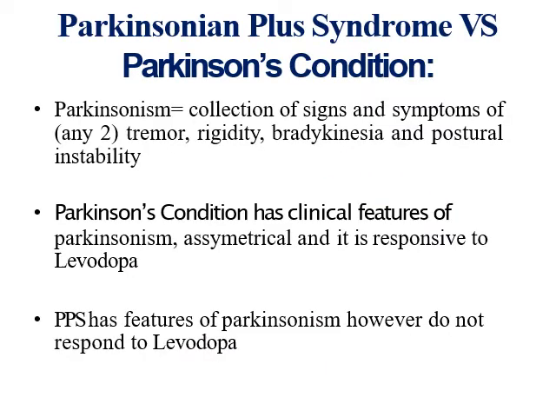At times, we may see patient referrals indicating idiopathic Parkinson's disease, Parkinsonism, or atypical Parkinsonism. So what do all these mean? Parkinsonism refers to a collection of signs and symptoms which include tremor, rigidity, bradykinesia or reduction in speed of movement, as well as postural instability.